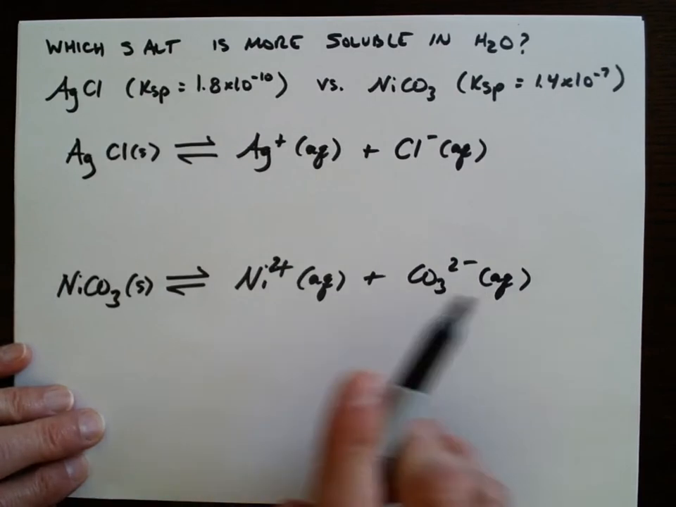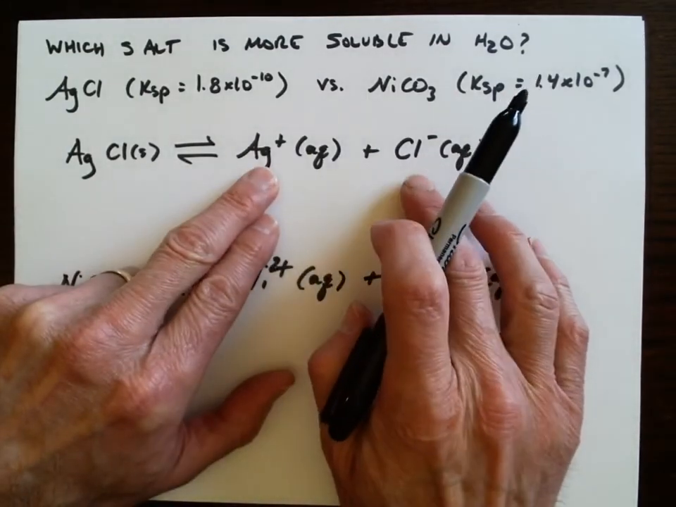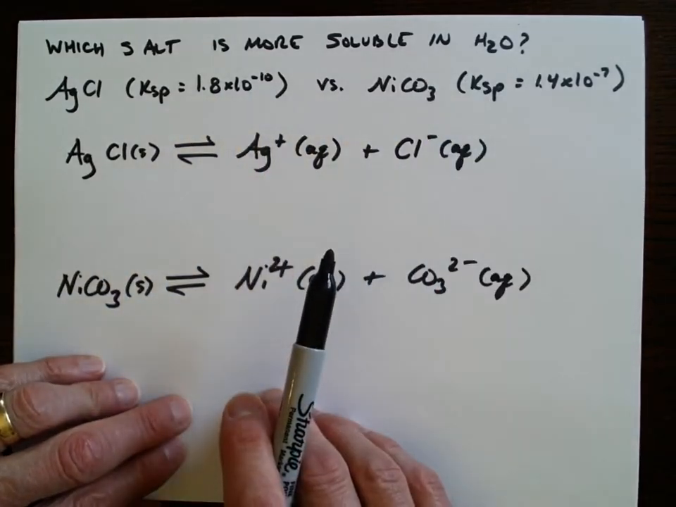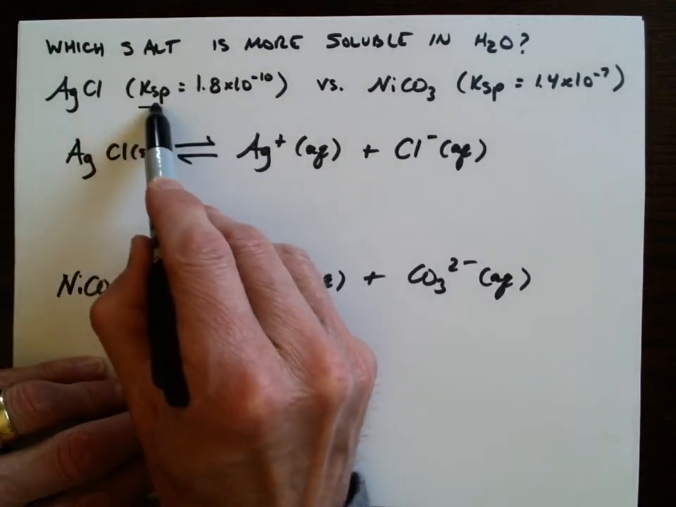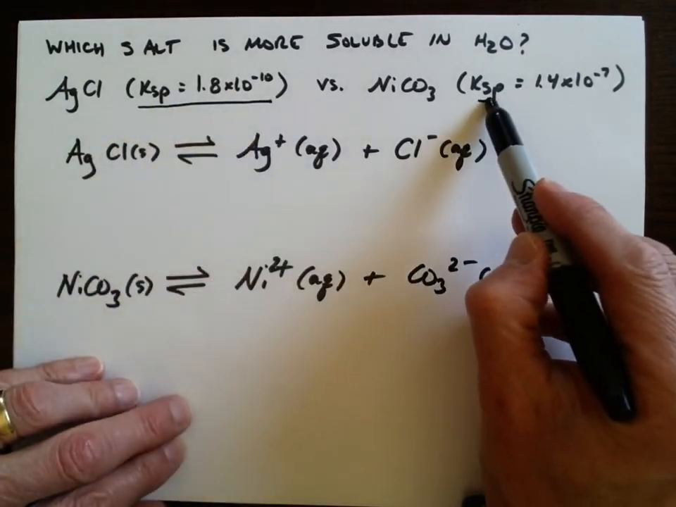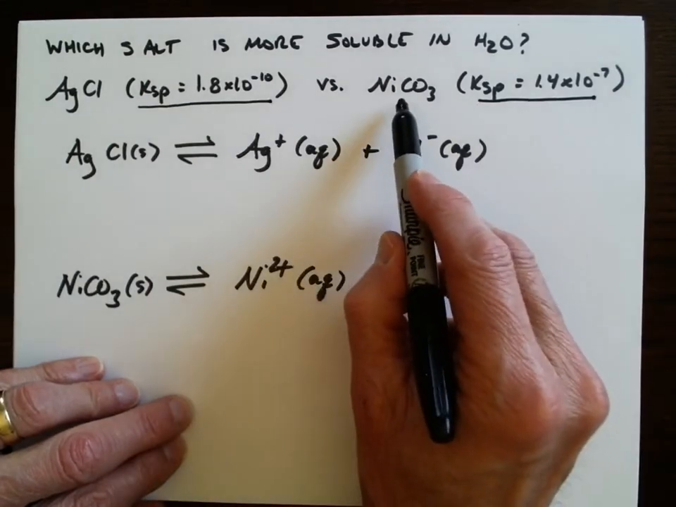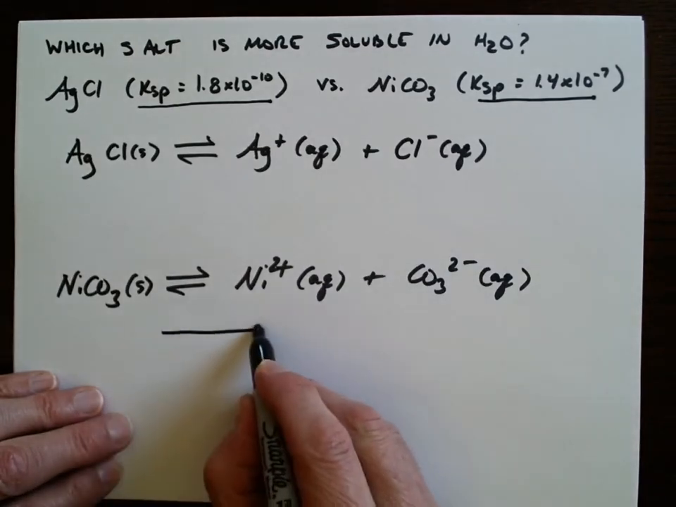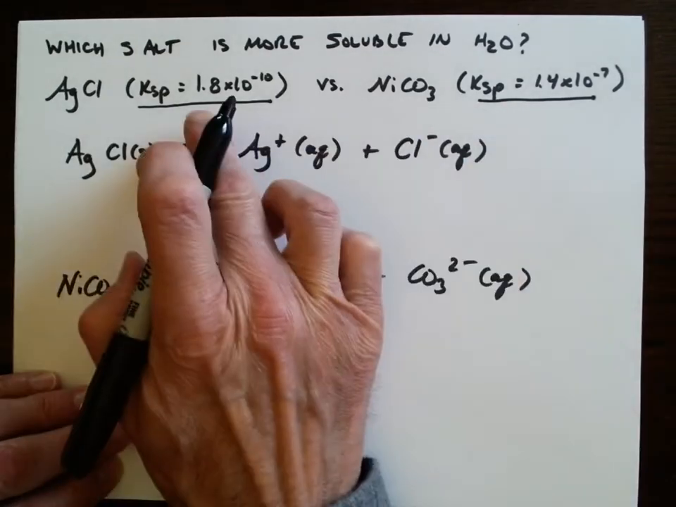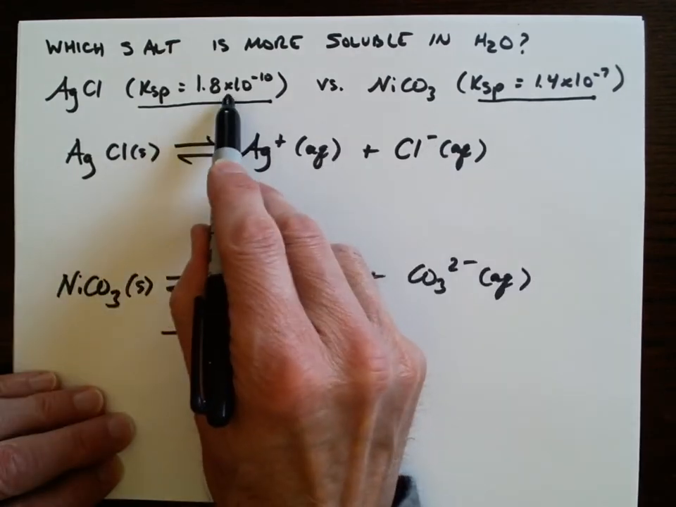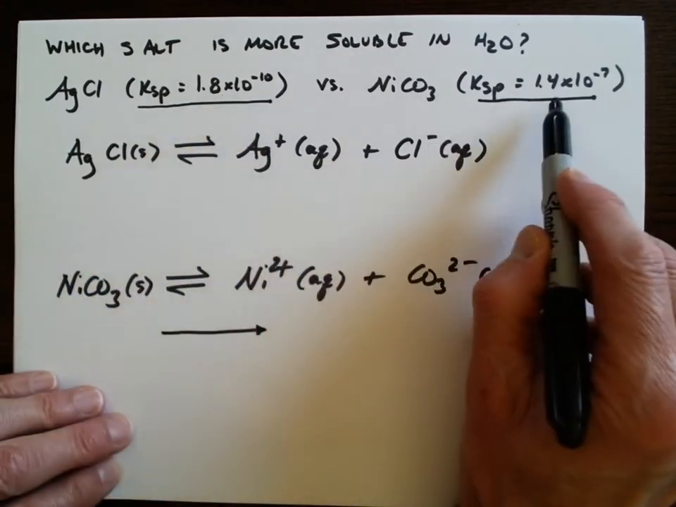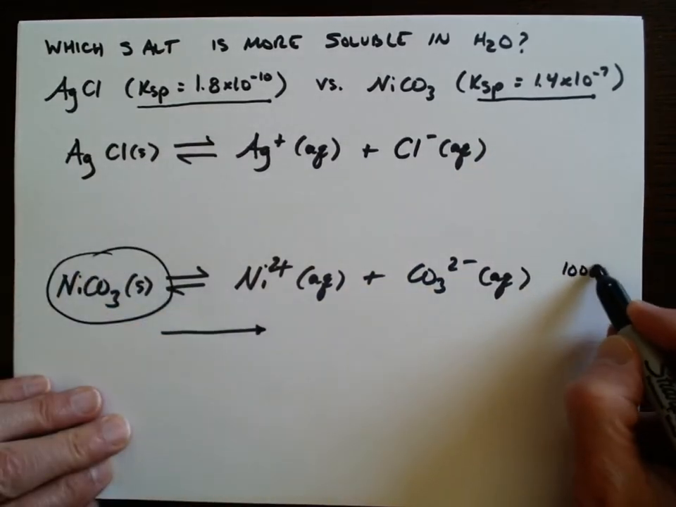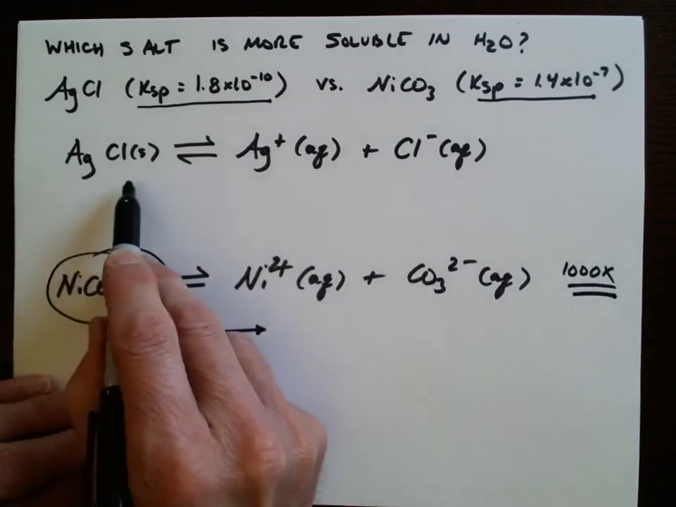Because both salts dissociate into one cation and one anion, we can simply look at the values of KSP to figure out which salt is more soluble. You see, with such a small K here versus a relatively larger K here, we see that the nickel carbonate is going to dissociate more. So this larger value of K means that this reaction is shifted further to the right in this case than in this case. And you'll notice if I take this value and multiply it by 1,000, then I roughly get this same value here. So that means nickel carbonate is going to be about 1,000 times more soluble than silver chloride.